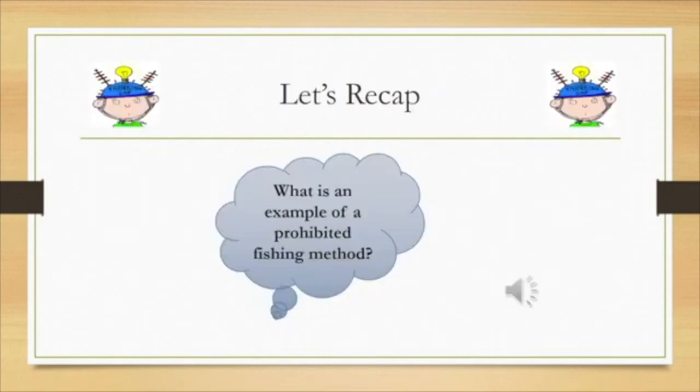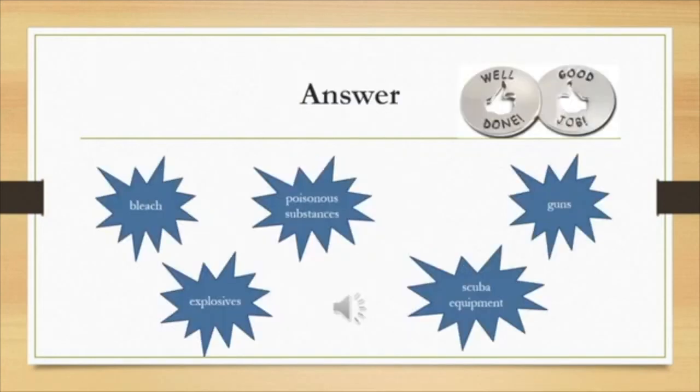Let's recap today's lesson, students. Beginning with this question, what is an example of a prohibited fishing method? Let's see how well you did. If you said or thought of the use of bleach, poisonous substance, guns, explosives, or scuba equipment are prohibited, then your answers are correct.